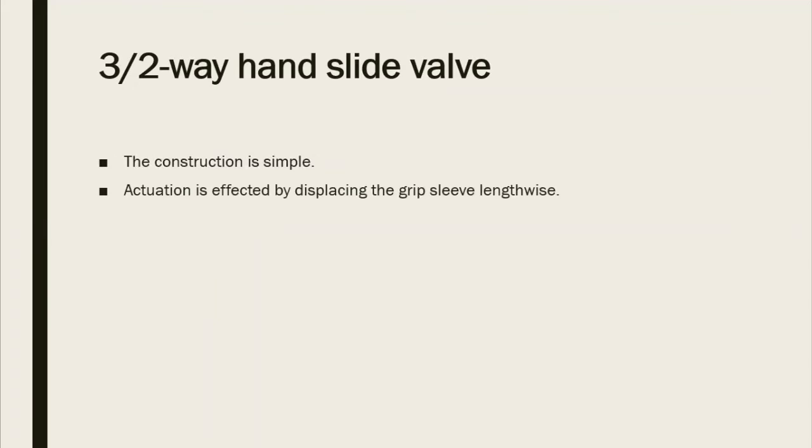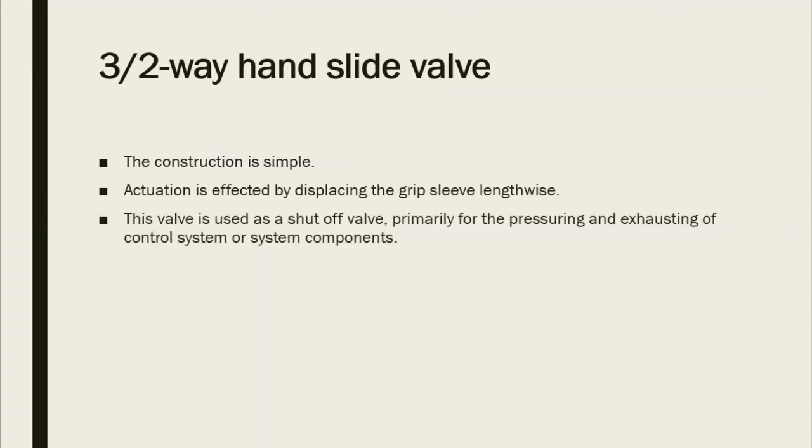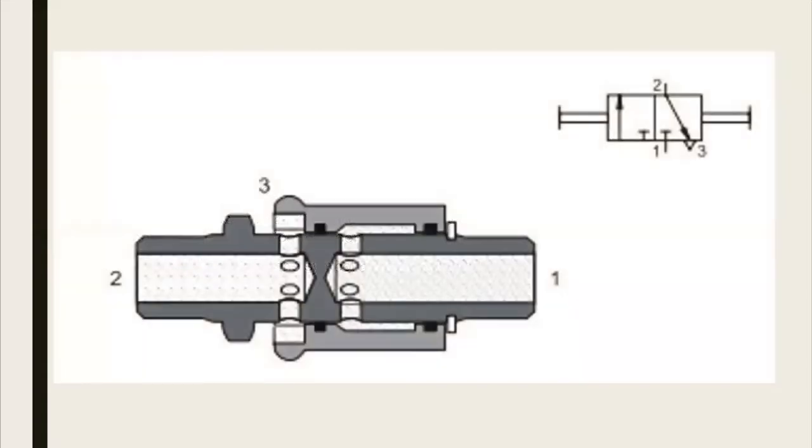In three two-way hand slide valve, the construction is simple. Actuation is affected by displacing the grip sleeve lengthwise. This valve is used as a shut-off valve, primarily for the pressure and exhausting control of control systems or system components. The following depicts the symbol and actual view of a three two-way hand slide valve. This video shows the working principle of a three two-way hand slide valve.